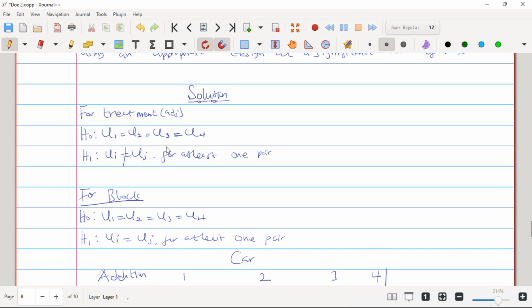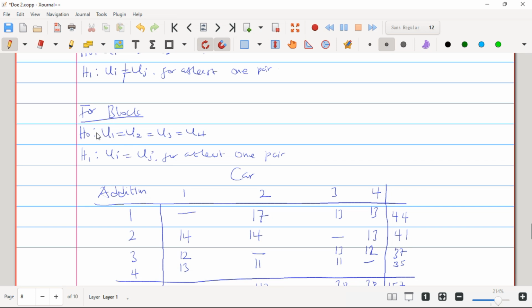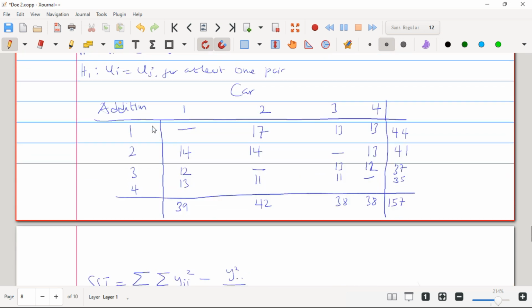When you come to the block, it is the same thing. H naught is mu1 equals mu2 equals mu3 equals mu4, and H1 is mu i not equal to mu j for at least 1 pair. Since they are all having the same treatment, their hypothesis will always be equal.